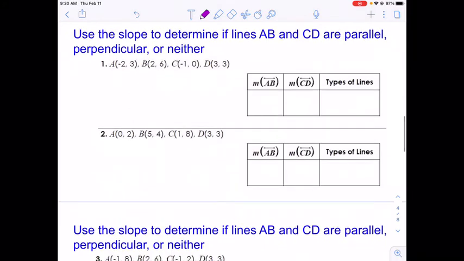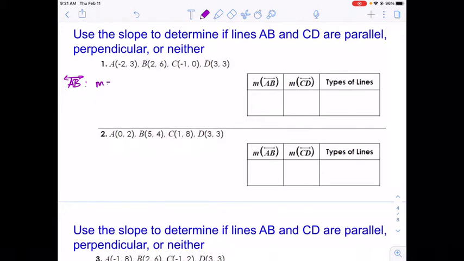All right, so let's take a look at this. It says use the slope to determine whether lines AB and CD are parallel, perpendicular, or neither. So this will be a short exercise here. We're going to see what these will be. So we've got AB and CD. We're looking at AB first, and then we'll find the slope of CD. Here's our line AB. We've got our 2 points here.